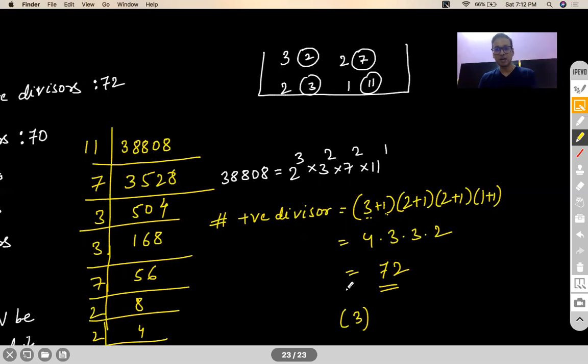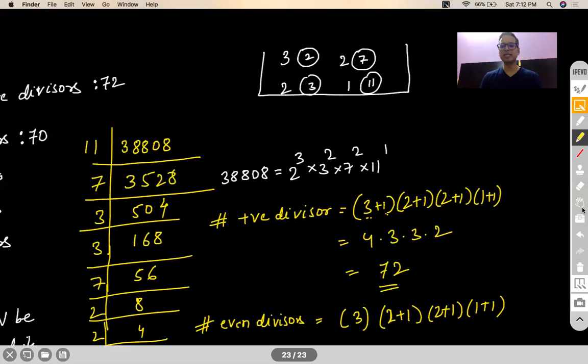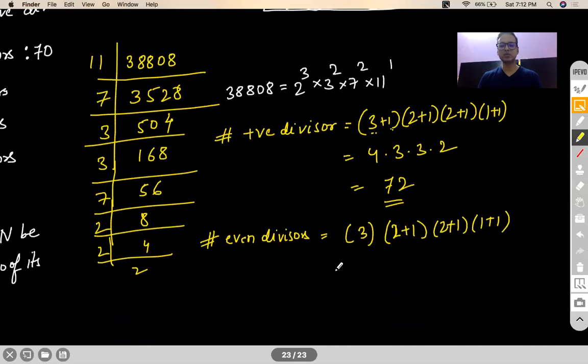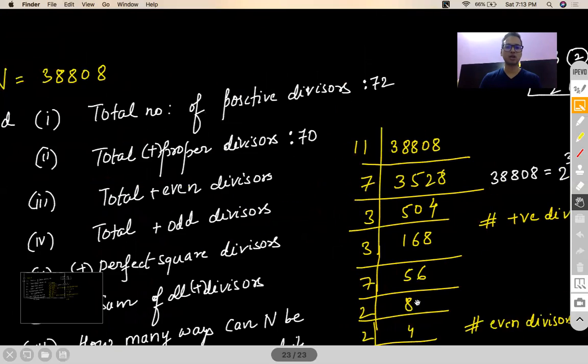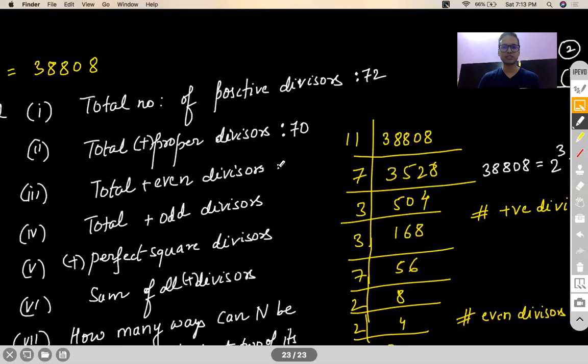Getting the point? While for the other fruits, you can pick either 1, 3, 2, 3 or 2, 3. So this will be 2 plus 1, this will be 2 plus 1, and this will be 1 plus 1. So our even divisors would be 3 into 3 into 3 into 2. So 3 into 3 into 3 into 2, that's 54 even divisors. So the answer for the third part of the question is 54.